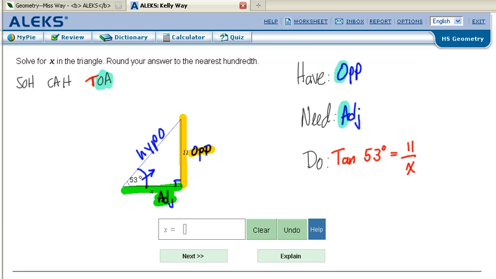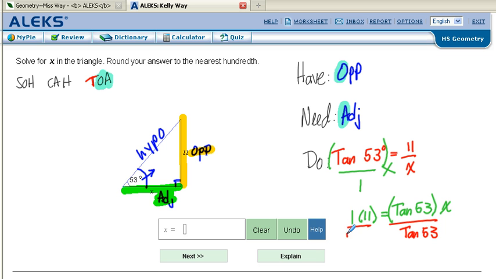I'm going to go ahead and solve for x here. Let's keep tangent 53 as a unit over 1. You cross multiply. So I have 1 times 11 equals the tangent of 53 times x. To solve for x, we simply divide by tangent of 53. So to solve for x, I'm going to take 11 and divide by the tangent of 53.